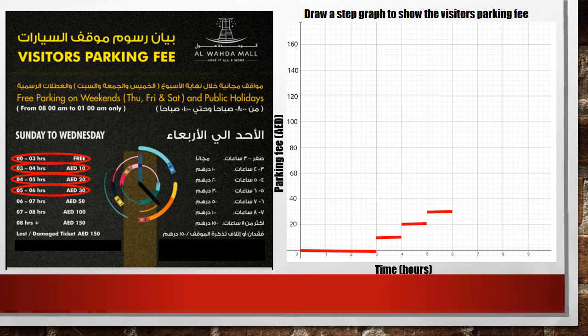Then 6 to 7 hours, 50 dirhams. I have to go up to 50 dirhams and draw a horizontal line from 6 to 7. And then 7 to 8 hours is 100 dirhams. Go next to 100 dirhams and draw a line from 7 to 8. Remember that the steps are horizontal lines. Then 8 hours plus is 150 dirhams. Next to the 150 dirhams, from 8 hours, I have to make an arrow going to the right side to show that it can be 8, 9, 10, 11, and so on.